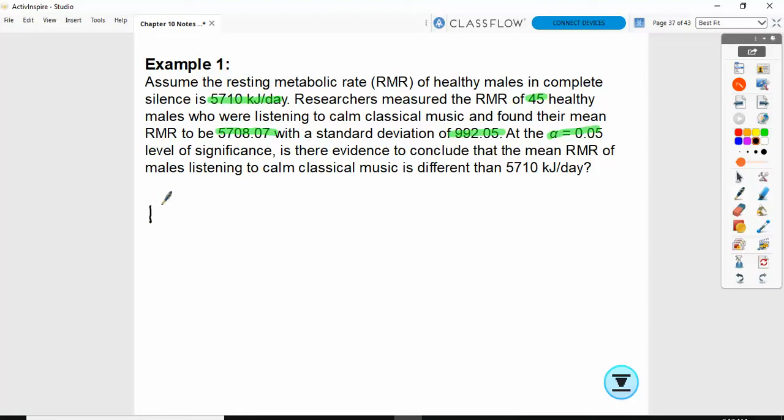So same initial setup, we need a null and an alternative hypothesis. But what is my variable here? Mu. I'm not talking about a proportion, I'm talking about means, so that's mu. So the null would be that mu is equal to 5,710. I'm trying to test if it's different, so different would be not equal.